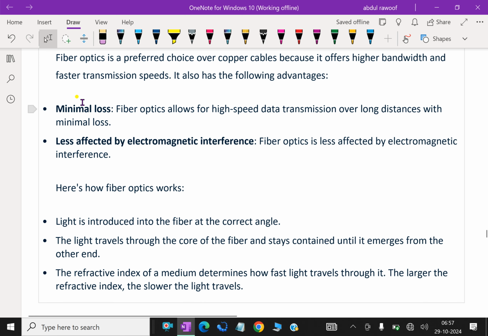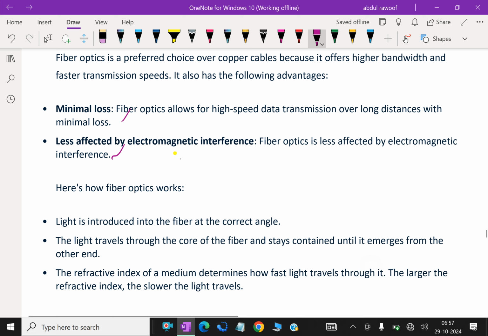Minimal loss. Fiber optics allows for high speed data transmission over long distances with minimal loss. It is also less affected by electromagnetic interference.